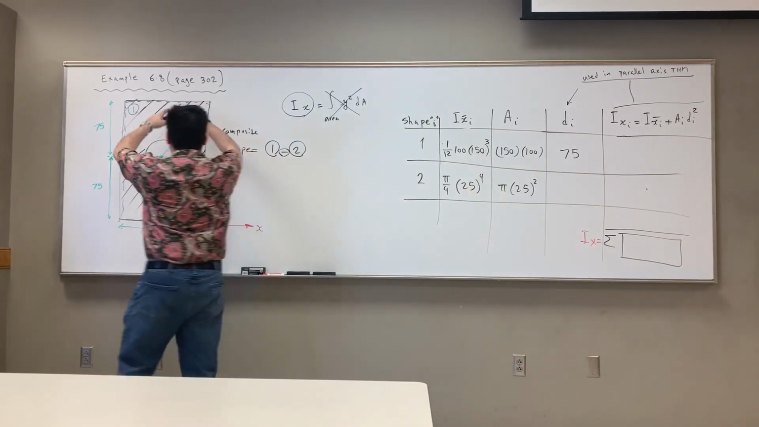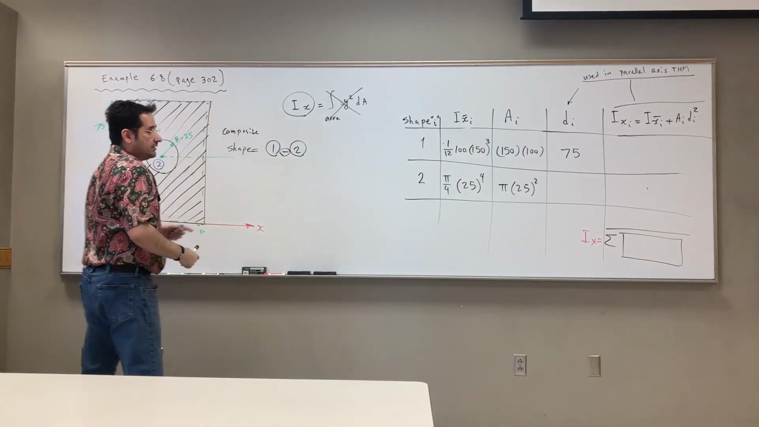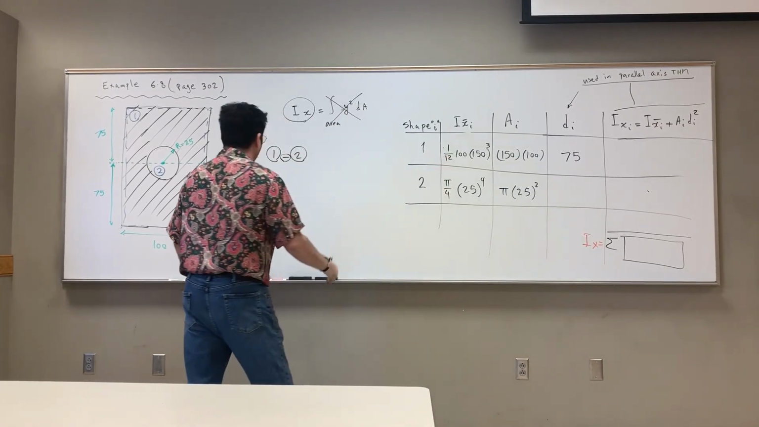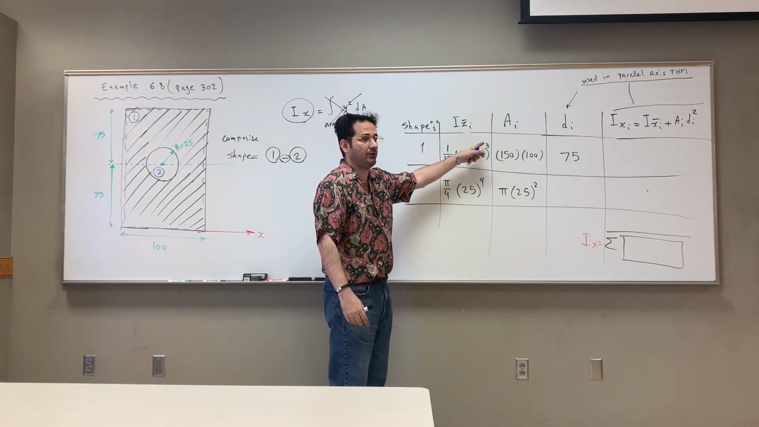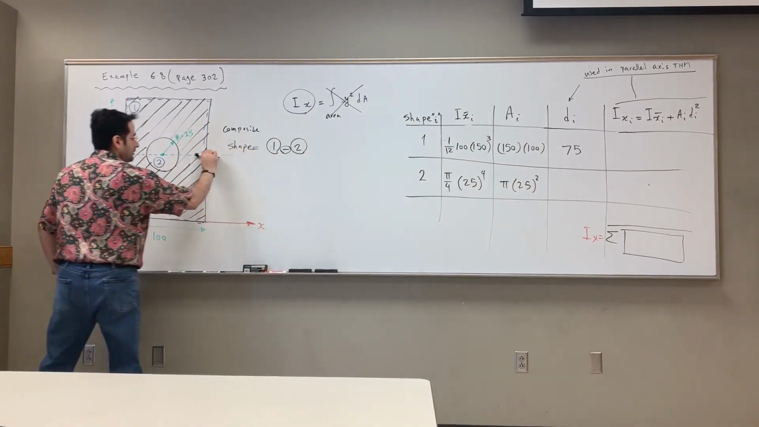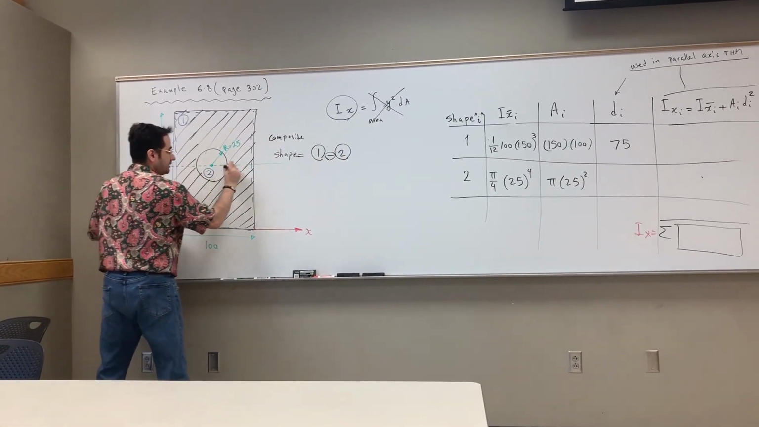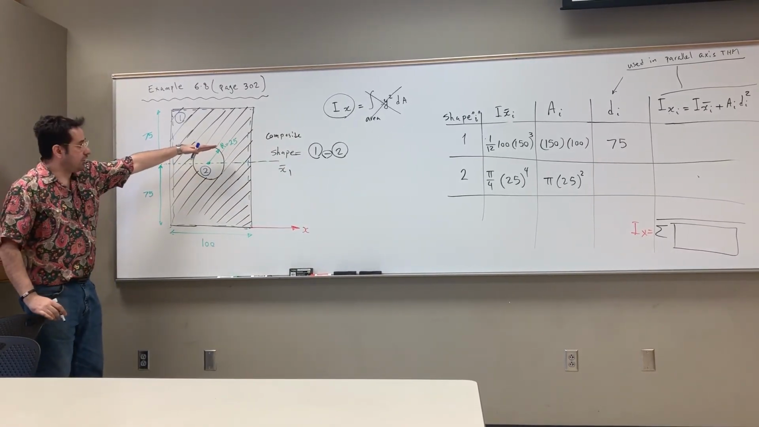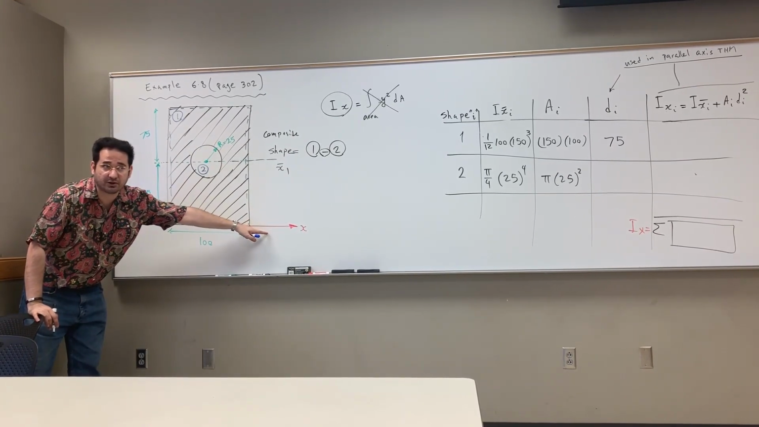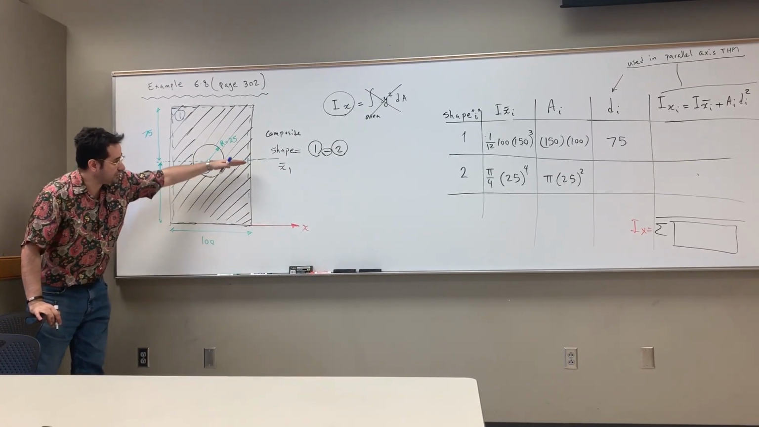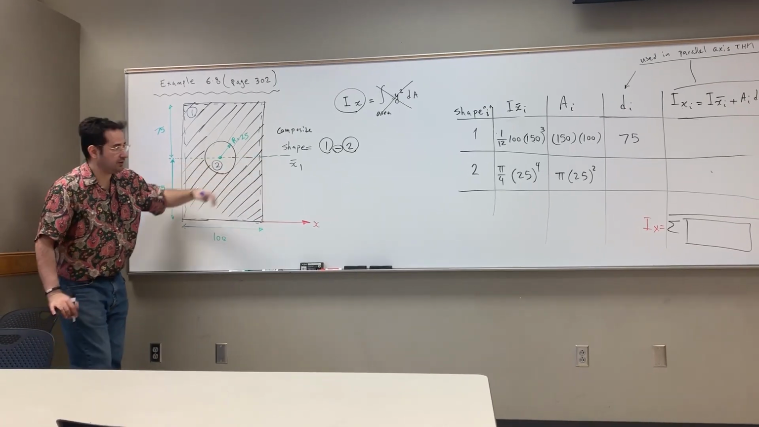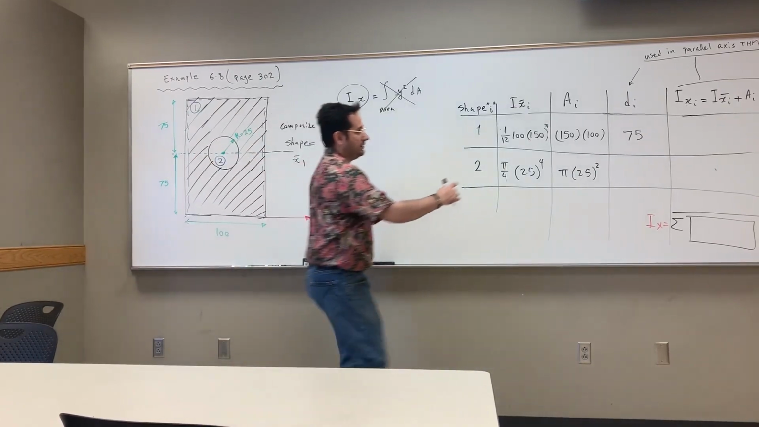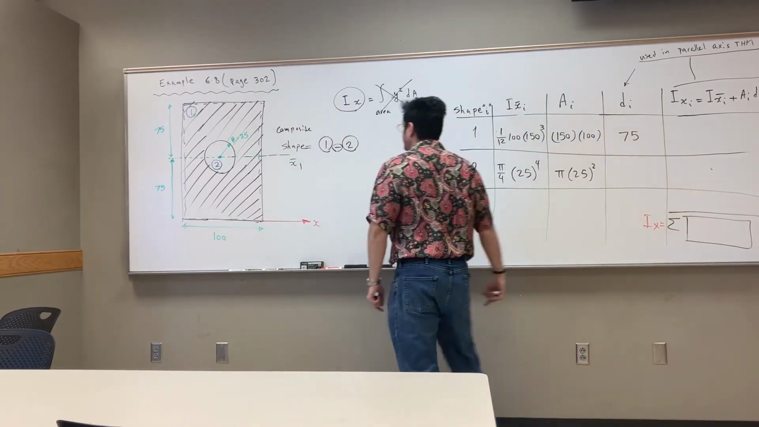Look, for shape 1, my local formula, 1/12 times 100 times 150 to the third power, is with respect to this axis, let's check mark it, x bar 1. It's the local centroid. The one I'm asking is with respect to this axis. So this is your shift, so D was this distance, which is 75. You can see here.